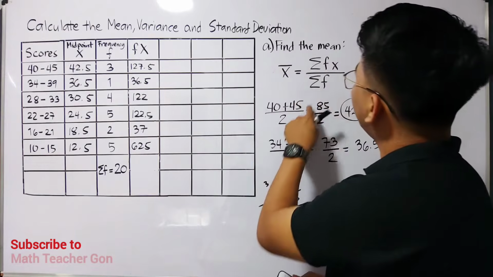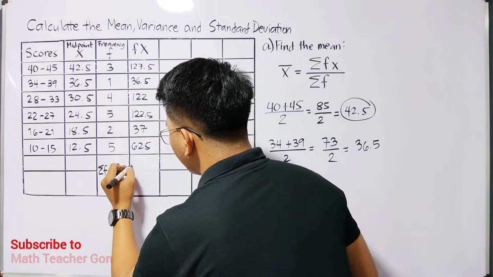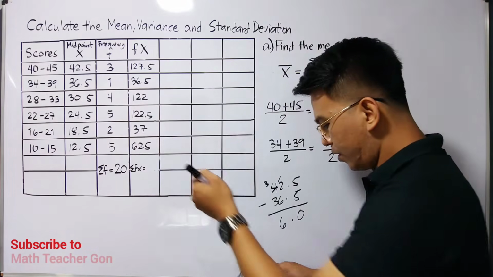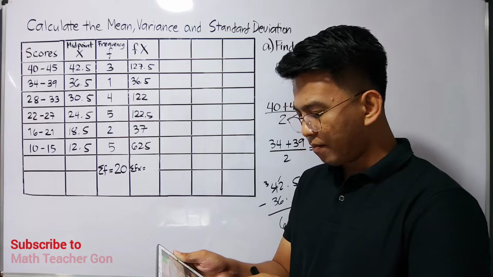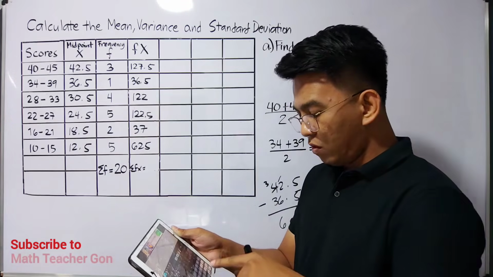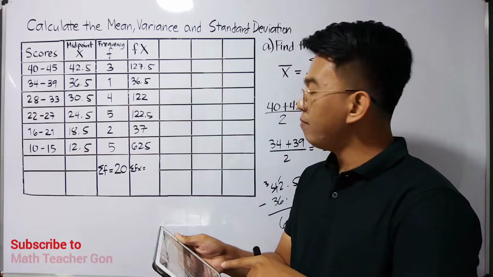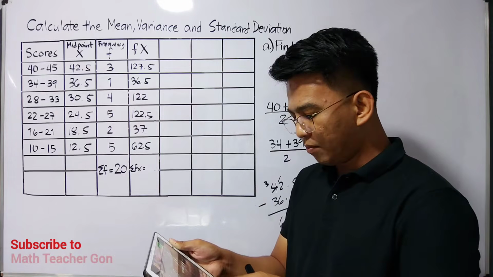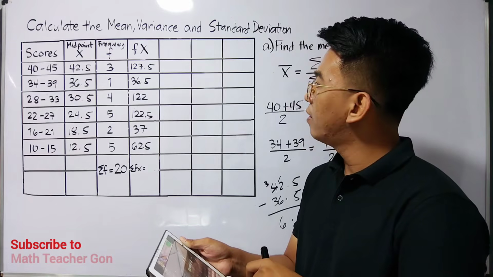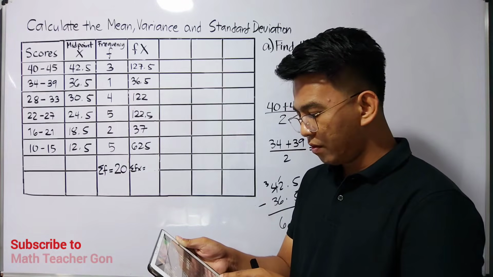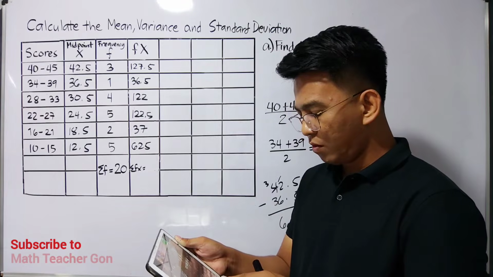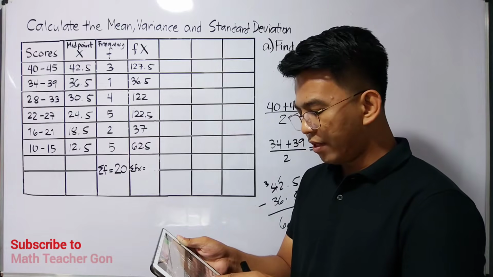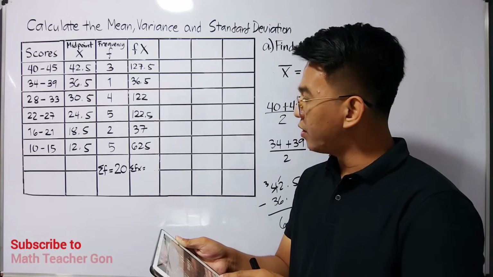Next, we need to get the summation of fx. What we need to do is add these numbers. We have 127.5 plus 36.5 plus 122 plus 122.5 plus 37 plus 62.5.